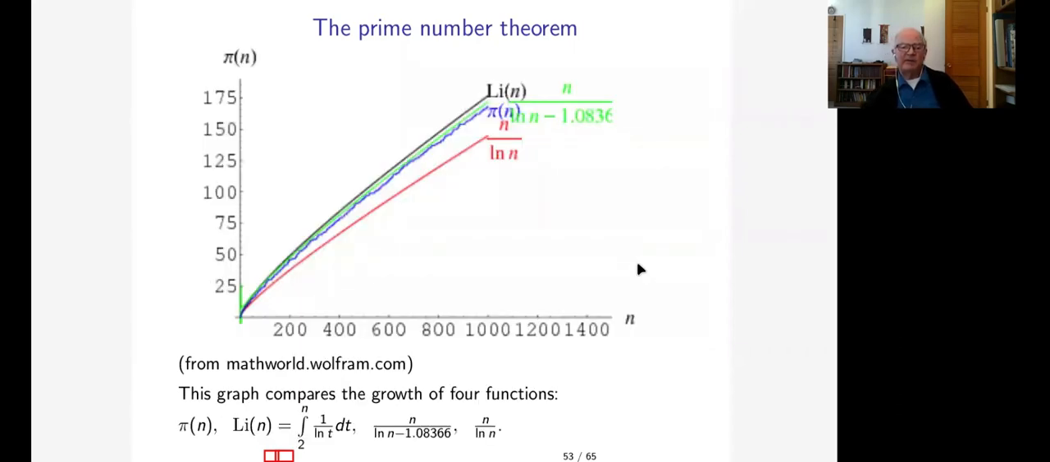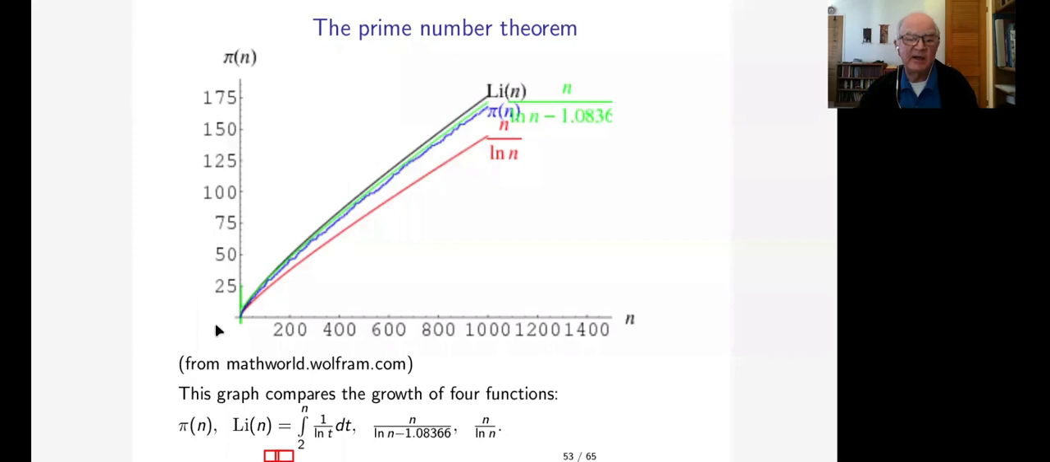To show another graph, this is taken from mathworld.wolfram.com. This compares four functions. The four functions are pi of n, li of n, the integral from 2 to n of 1 over log t dt, then n over log n, the one we mentioned, and then this function I didn't mention until now, which is n over log n minus this number.